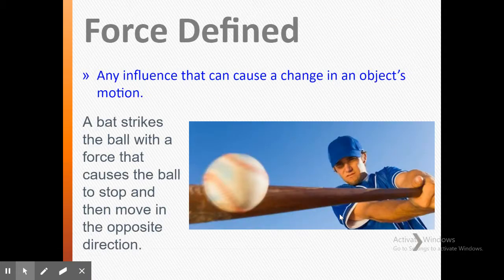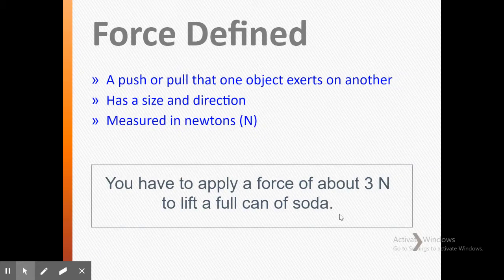So, force defined. Force is basically any influence that can cause a change in an object's motion. Such as in this picture, the bat is changing the motion of the ball because it causes it to stop for a split second and then sends it out in the opposite direction at the speed and the direction of the batter's swing. So that's basically a force: any influence that can cause a change in an object's motion. If something changes an object's motion, that is known as a force.